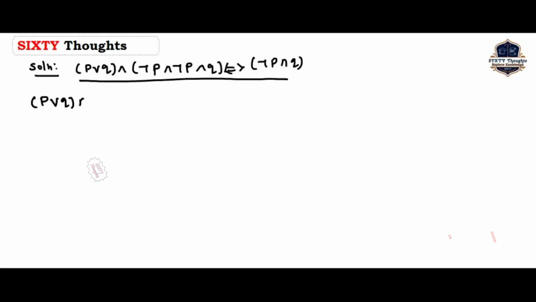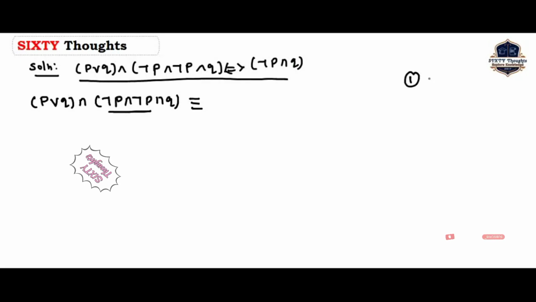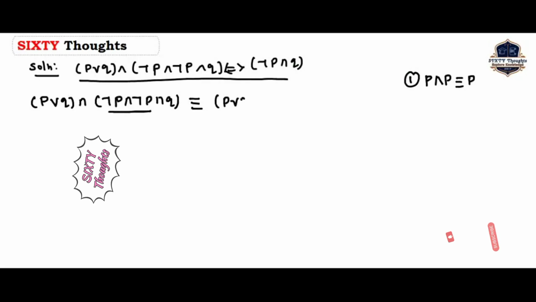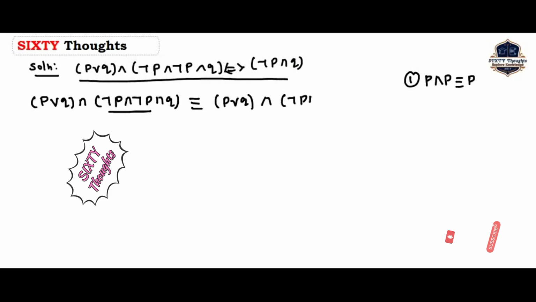So (P ∨ Q) ∧ (¬P ∧ ¬P ∧ Q) is equivalent to, okay. Here we see ¬P and ¬P are there. We write only one time. So by using the first law, the first property, the idempotent law: whenever you get the same variable P, it is equal to P. So I am going to write the term: (P ∨ Q) ∧ (¬P ∧ Q). It is equivalent to this term.